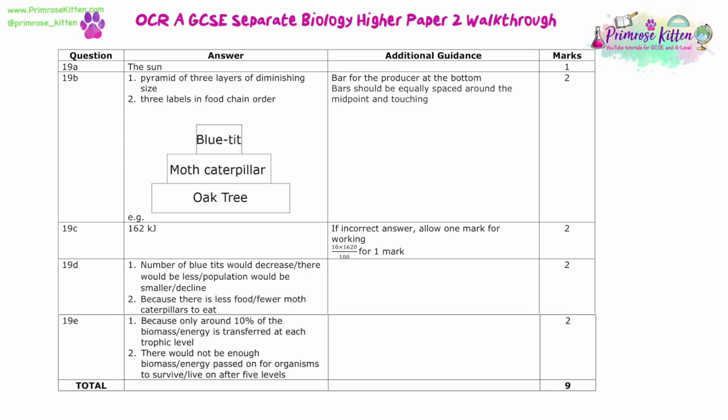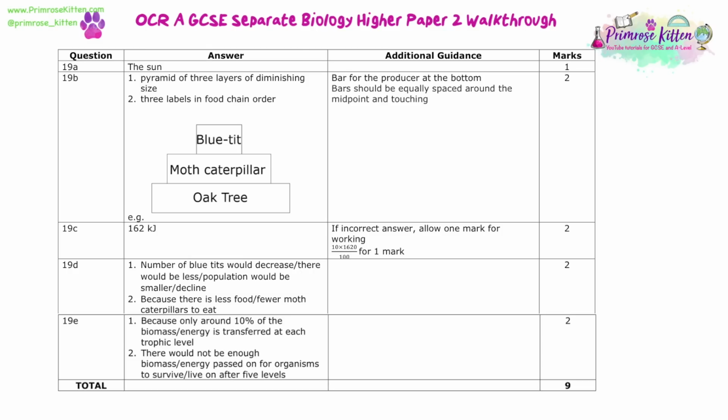So the mark scheme for question 19. We obviously have the sun, and we talked about why that's the answer for part A. It's asking for the source of the energy. So you can't just say light energy, the source means where is that energy coming from? So it's coming from the sun.